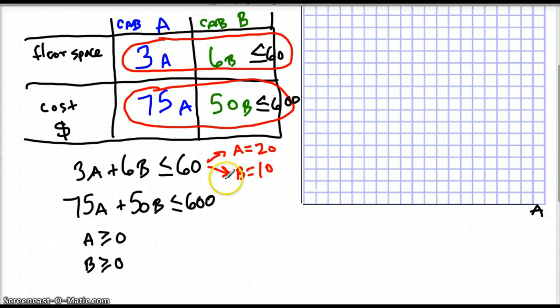And while we're at it, we can figure out what this other equation will be. Plug in a 0 for B. A will turn out to be 8. It'll be 600 divided by 75. And if you plug in a 0 for A, that goes away. You have 600 divided by 50. B will be 12.